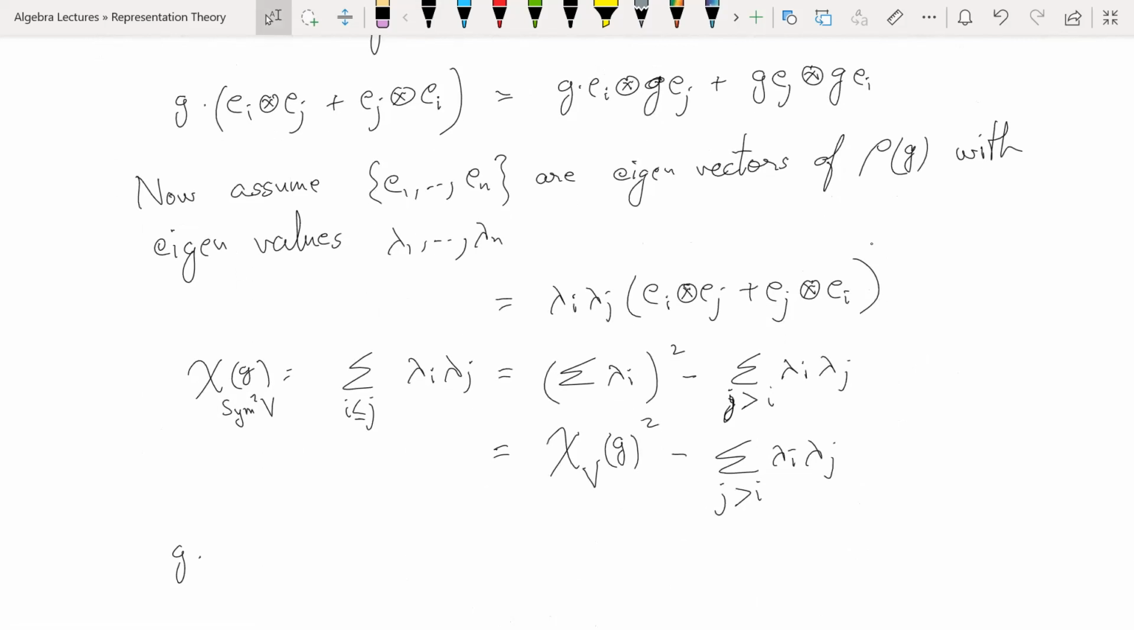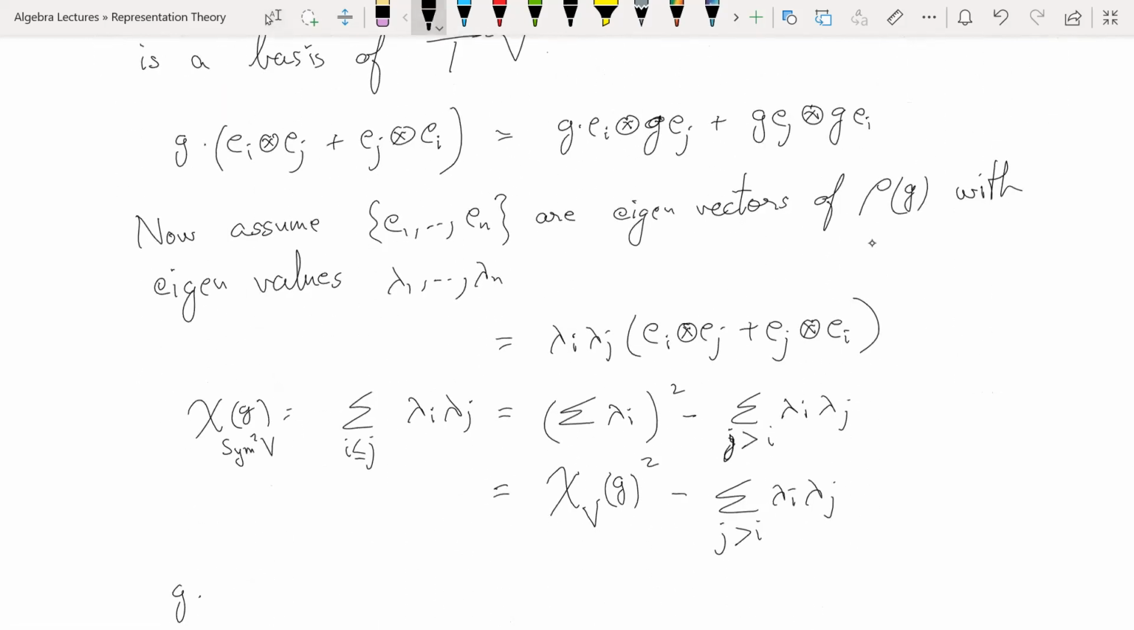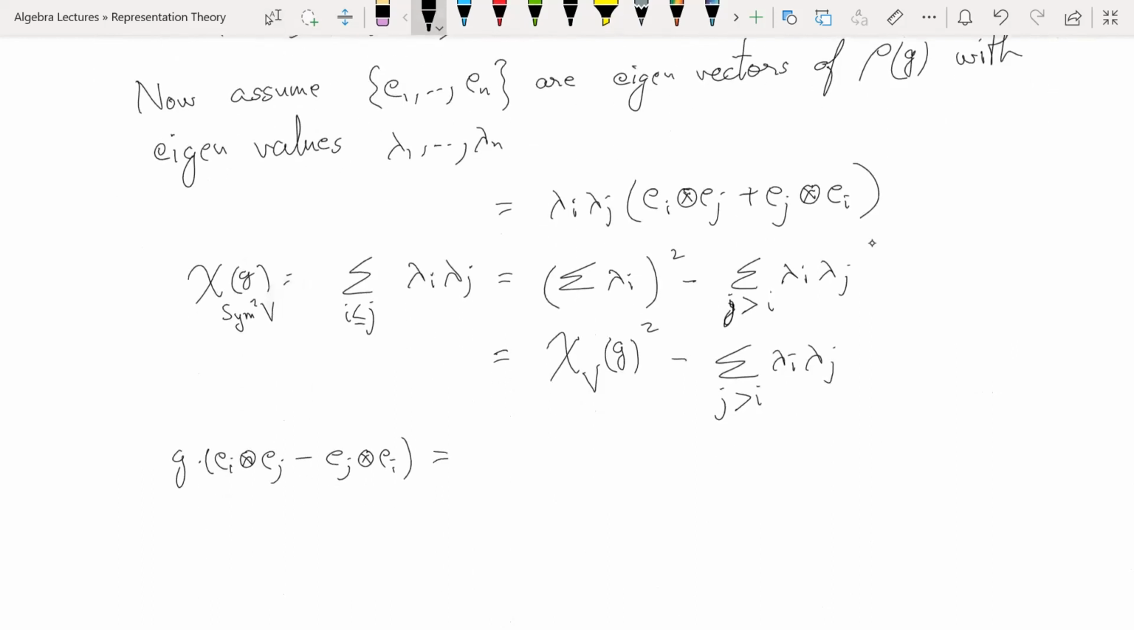So G dot EI tensor EJ minus EJ tensor EI. Of course the action is straightforward. It's G EI tensor G EJ on the tensor power, minus G EJ tensor G EI. And since these are again eigenvectors, this becomes lambda I lambda J again, and the same vector comes out.